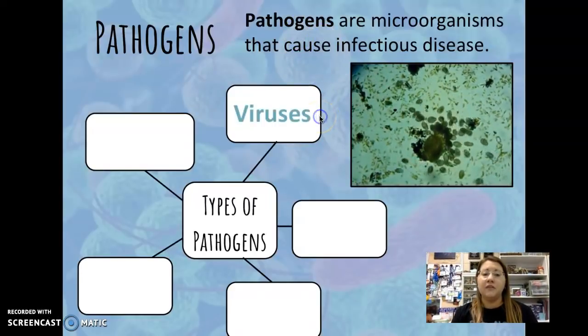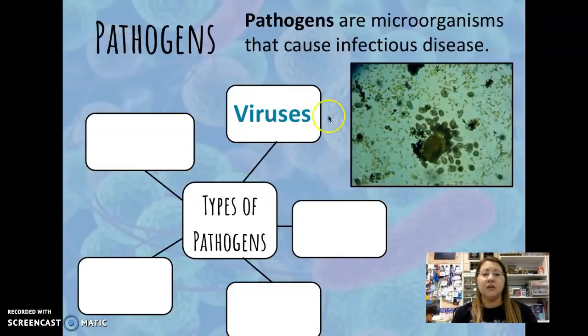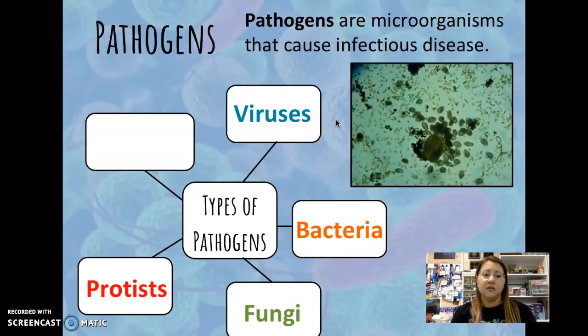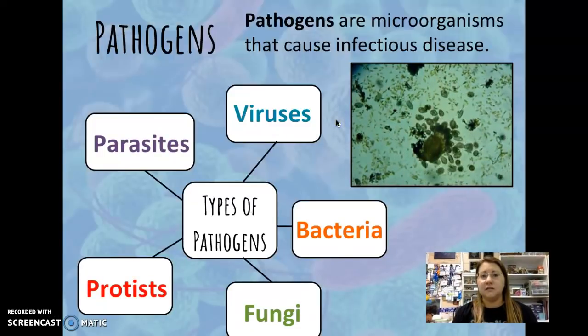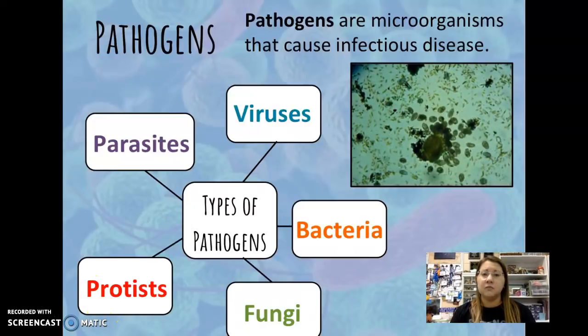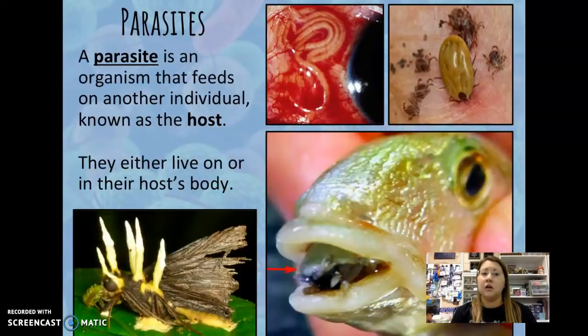There are several types of pathogens that we're going to be studying. We're going to be looking at viruses, bacteria, fungi, protists, and parasites. You may be familiar with a few of these, but we're going to look at their characteristics in more detail in this unit, and we're also going to be looking at diseases that they might be able to cause.